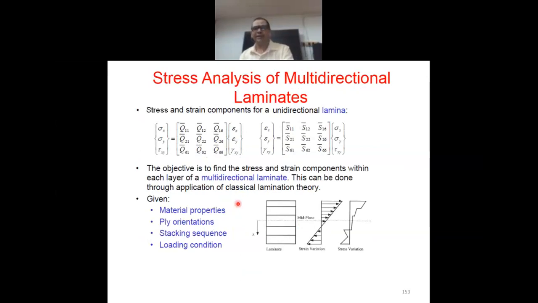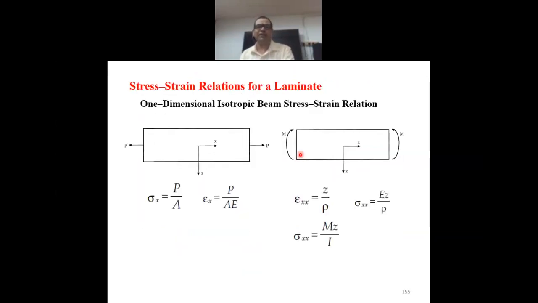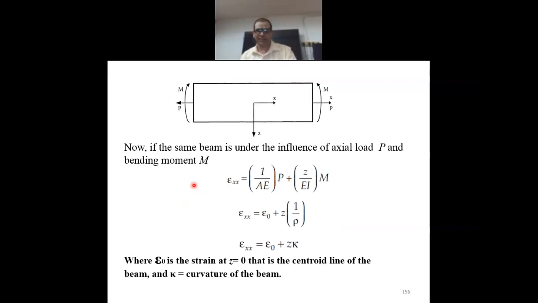So for example, if we take an isotropic structure subjected to an axial load as well as a bending load. For axial load, for isotropic materials, these are all the empirical relations we know very well. For flexural load, that is bending load, these are also the empirical relations we know very well, right? So the same discussion or analogy is extended, keeping in mind the complex nature of the orthotropic or transversely isotropic material, right?